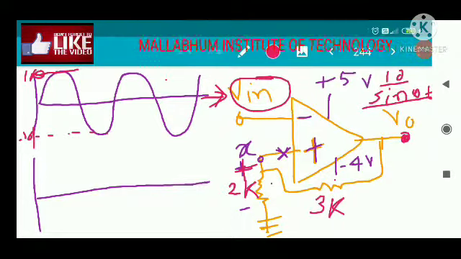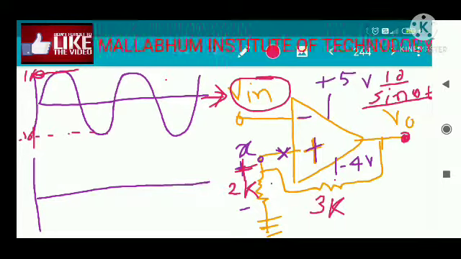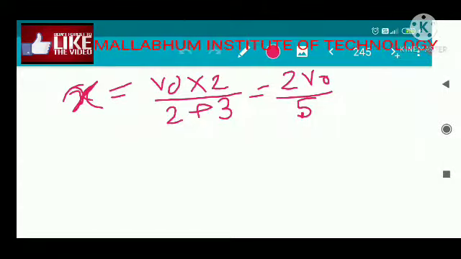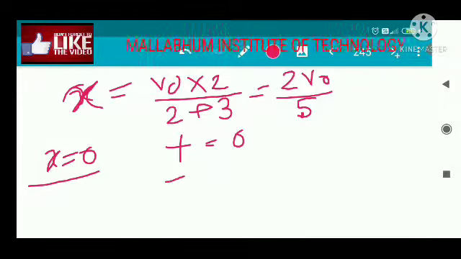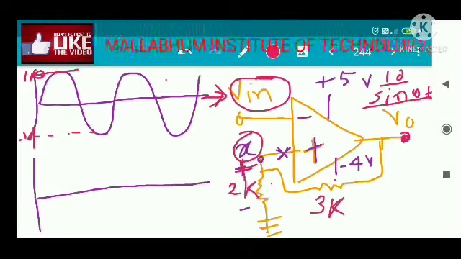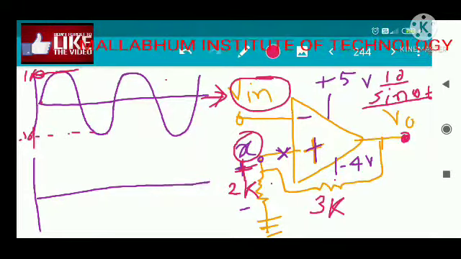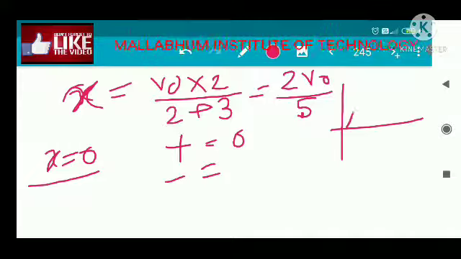Okay, so initially we are going to assume that x is equal to 0, that means the potential at this point is 0. Initially we are assuming that. So positive terminal potential is 0 volt, and the negative terminal potential, suppose it is going to increase from 0, so somehow it has become some amount of positive voltage. So input voltage is going to increase like that.